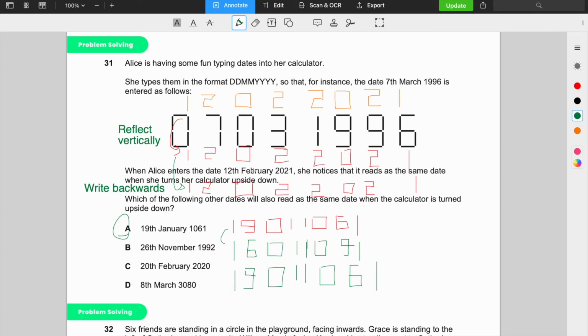That's why they gave you the example 12th of February 2021, because they want to trick you. They want you to think, oh, it's just simply find the palindrome, but really it's actually about which one date will look the same when the calculator is turned upside down. So it's not just about palindromes, right? This is not a palindrome, but this will look identical when you turn the date upside down. Try it for yourself on a scrap piece of paper if you don't believe me, but yeah, that's how you solve this question, okay?